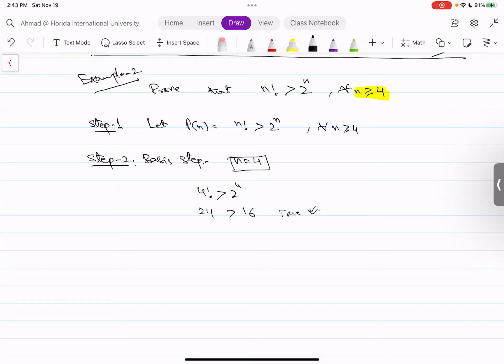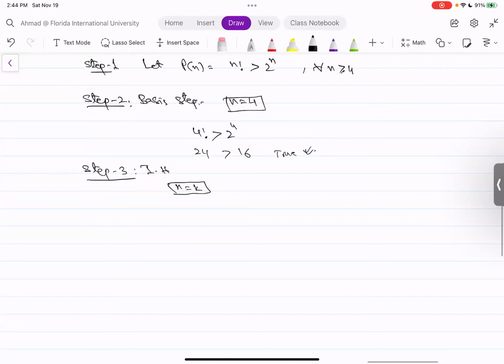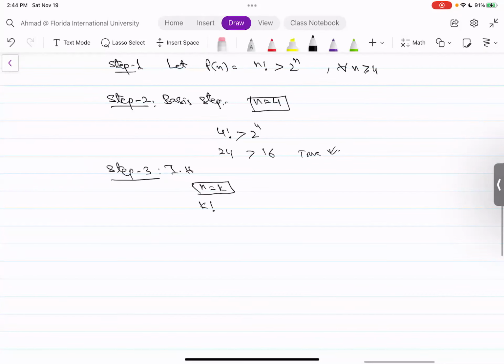Now, if this is true, then we go to step number 3, the inductive step, where we need to set up our induction hypothesis. I will assume that it is true for n equal to k. That means I am going to assume that k factorial is greater than 2 power k, for all k greater than or equal to 4.